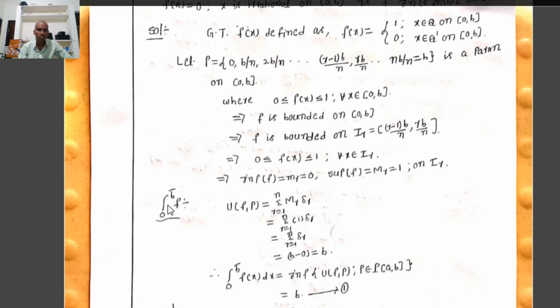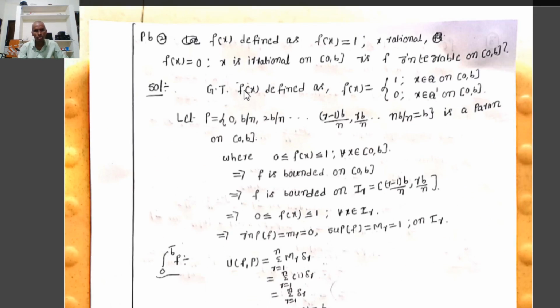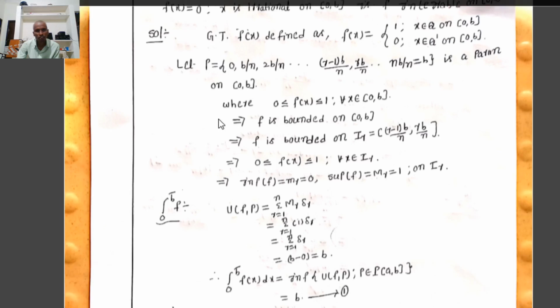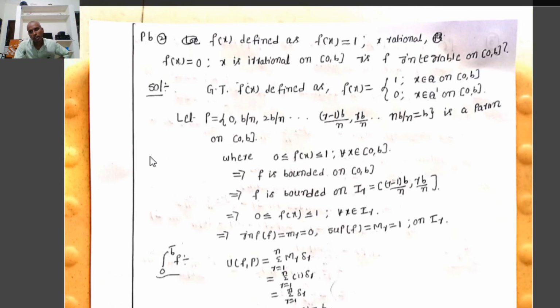Okay, next, second problem. The function f of x is defined as f of x equal to 1 such that x is rational, f of x equal to 0 such that x is irrational, on closed interval 0 comma b. Is f integrable on closed interval 0 comma b? Here we have to verify whether the function f is Riemann integrable or not on closed interval 0 comma b.